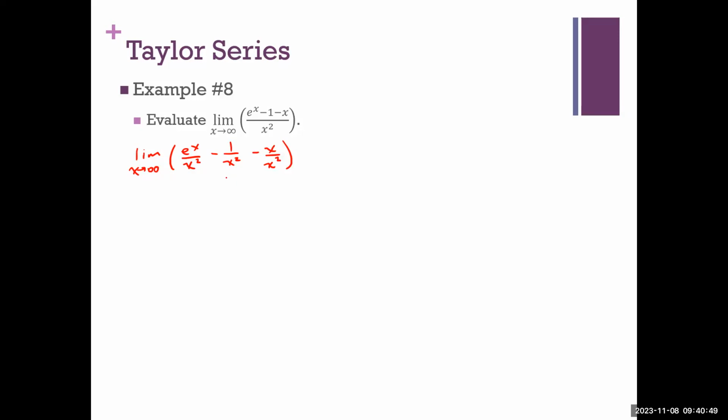Do we have suspicions about any of these individual terms now? Like, do I know what 1 over x squared will do? Do I know what x over x squared might do? What do we think these are going to do? The second and third terms go to 0. Any idea about the first one here? Goes to infinity. Okay, so let's make sure we're right.